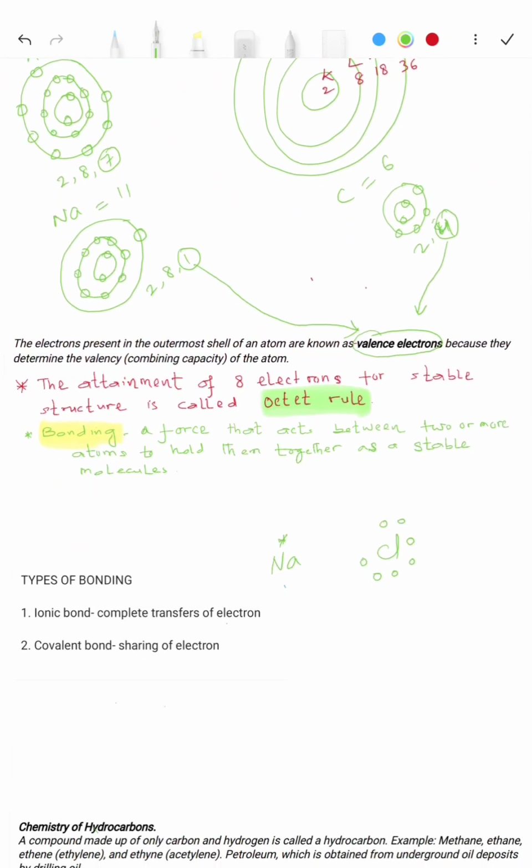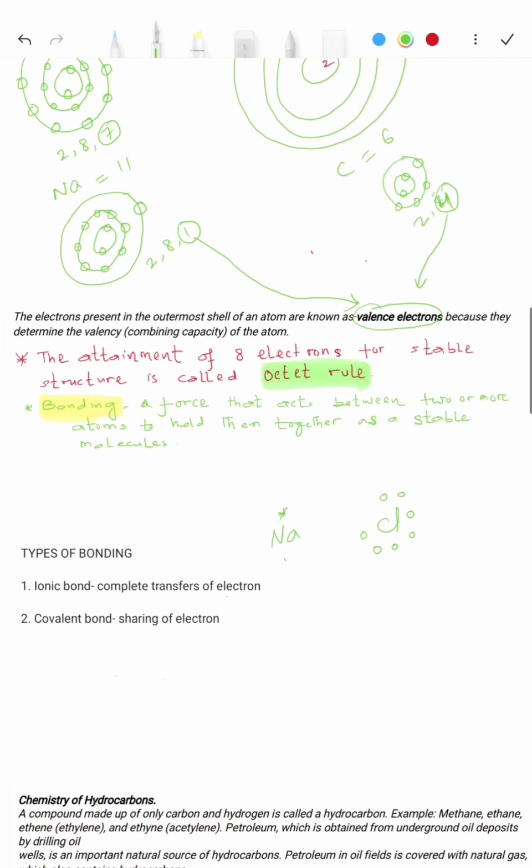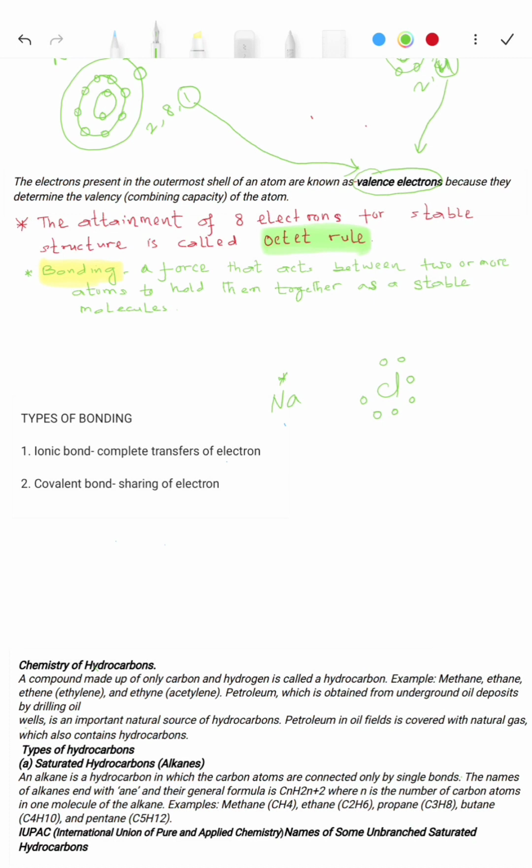Now, before coming to types of bonding, let us try to understand what the octet rule is. The attainment of 8 electrons for a stable structure is called the octet rule. So every element that does not fulfill the octet rule tries to interact with other elements so that it can fulfill the octet rule and become a stable structure. That is why bonding started. Bonding means a force that acts between two or more atoms to hold them together as a stable molecule. So we have types of bonding, that is ionic bond and covalent bond.